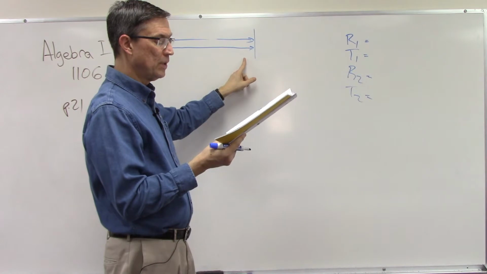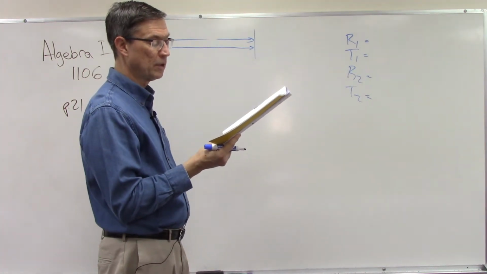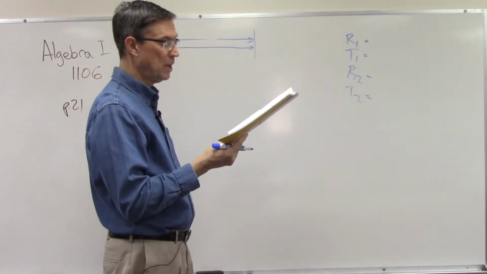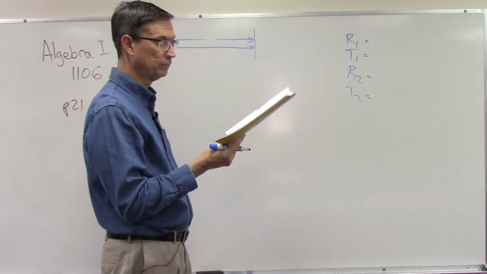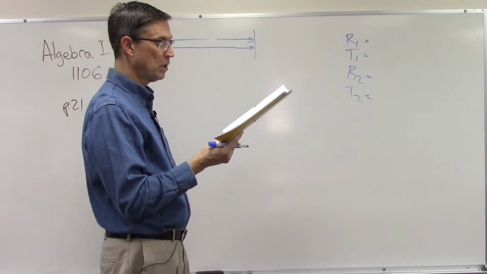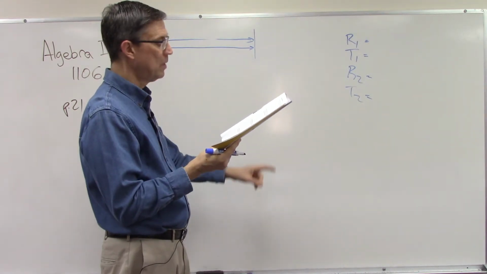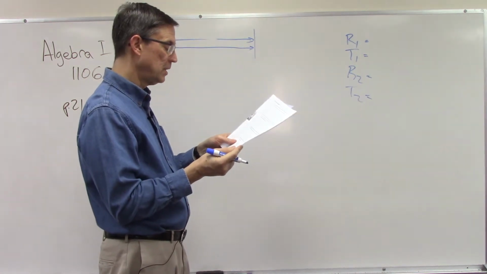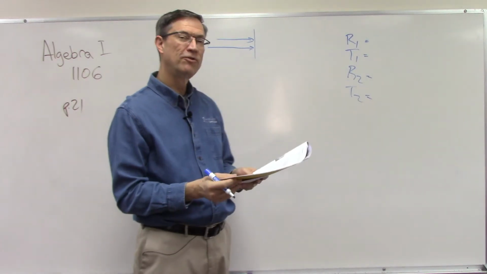Now it gives us one of the rates. The bus is traveling 30 kilometers per hour. Now it gives us the time of the bus. How fast must a car travel to overtake a bus in 5 hours? So the time of the car is 5, and then it says the bus left 3 hours before the car.